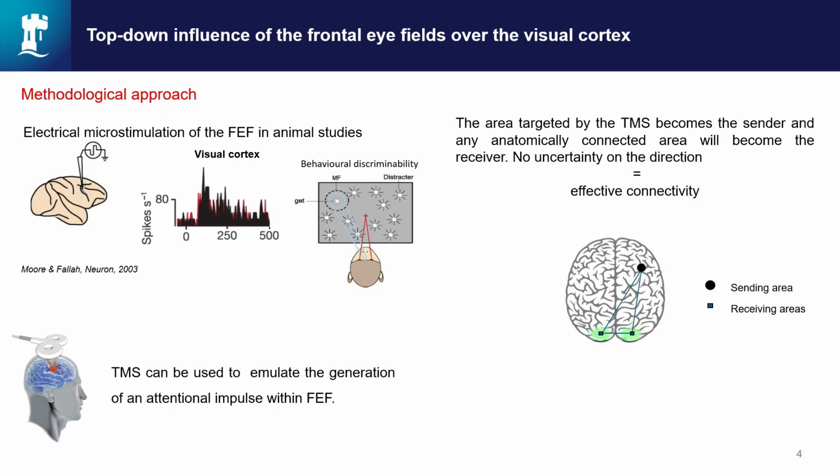At the same time, we thought, okay, let's put together TMS and EEG in a way that we can trace what happens when we force the frontal fields to generate this signal. And the nice thing, as you know, if you're interested in TMS-EEG, is that we have no uncertainty in this case about direction, because by design, we know already which area is starting the communication. So in this case, the frontal fields, which is the black dot on the top, becomes the sending area by design, and any area that is connected to the frontal fields will become the receiving area.